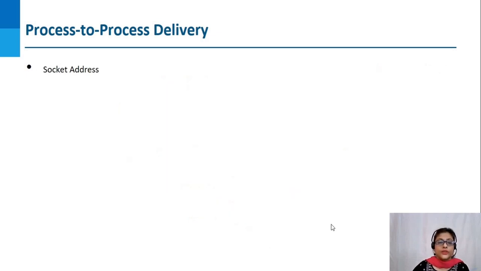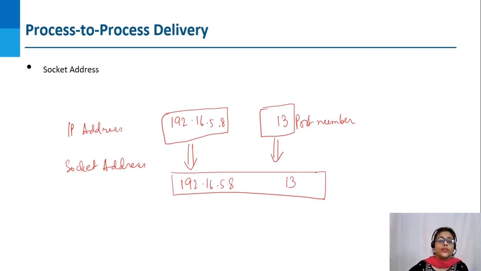Next, we have the socket address. Socket is an interface between the application layer and the transport layer. So here the socket address consists of the IP address as well as the port number. The IP address, for example, is 192.16.5.8 and the port number is 13. This is the example of the daytime process. So the socket address will be the IP address appended with the port number.